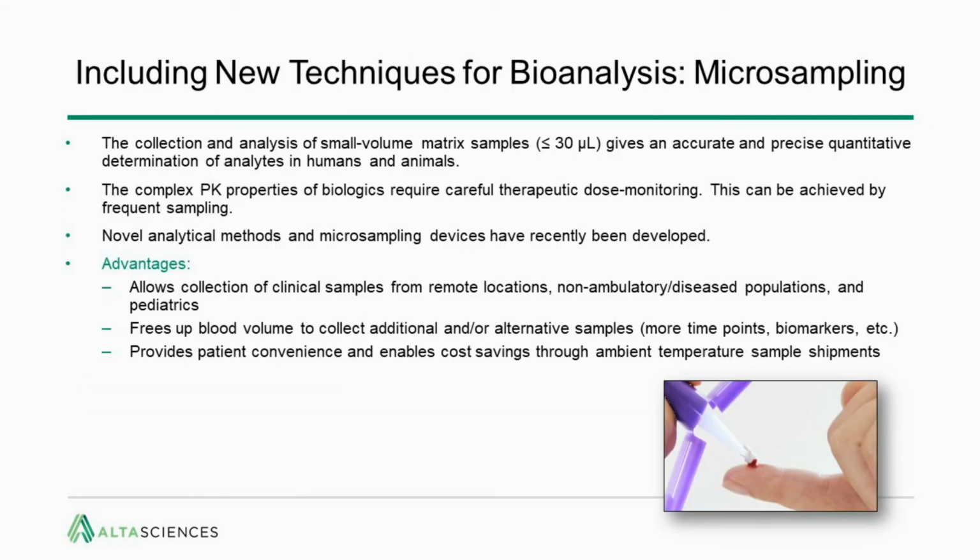The last example in this case study is leveraging the transition between preclinical and first in human by including new techniques for bioanalysis, such as microsampling. Microsampling is the collection and analysis of small volume matrix samples. Microsampling enables frequent sampling that will have better therapeutic dose monitoring and could be particularly important for biologics monitoring. These novel analytical methods have been recently developed, and the advantages include allowing collection of clinical samples from remote locations, for example, non-ambulatory disease populations and pediatric populations. It also frees up blood volume to collect additional and/or alternative samples, be it more time points or additional biomarkers. It also provides patient convenience and enables cost savings through ambient temperature sample shipment.